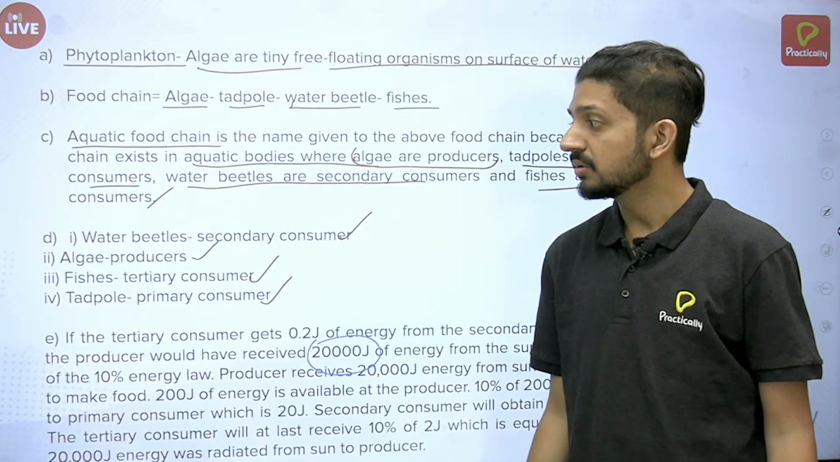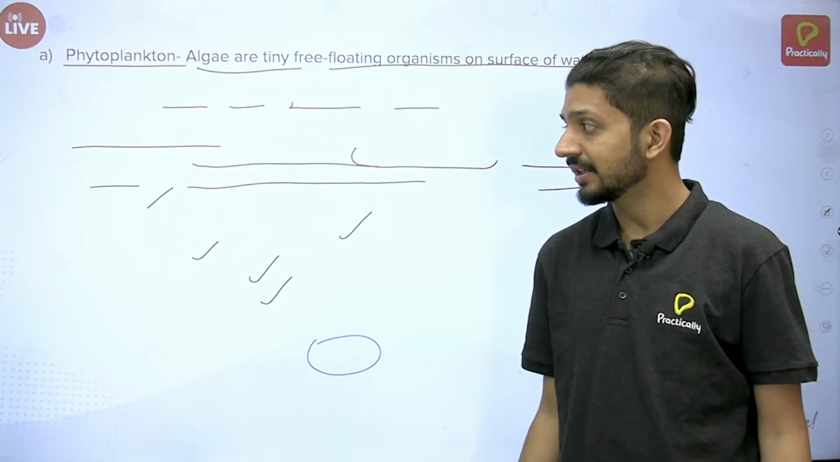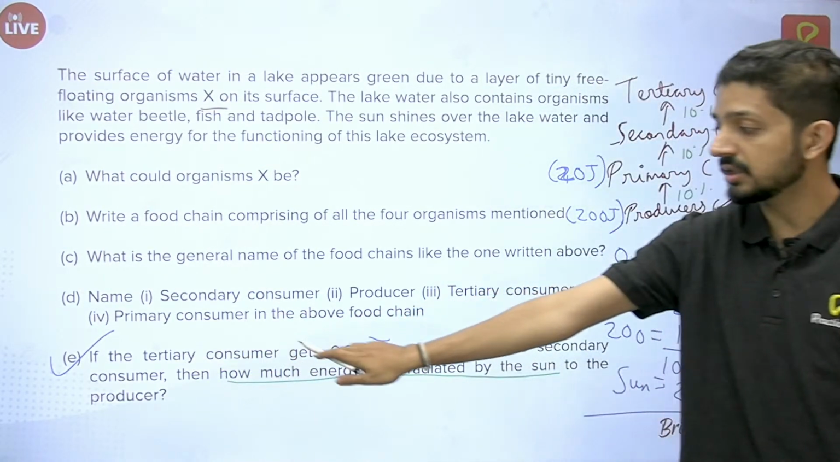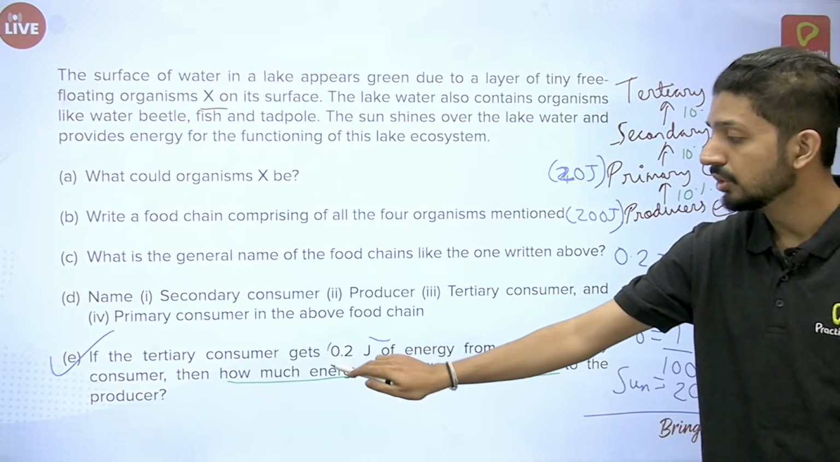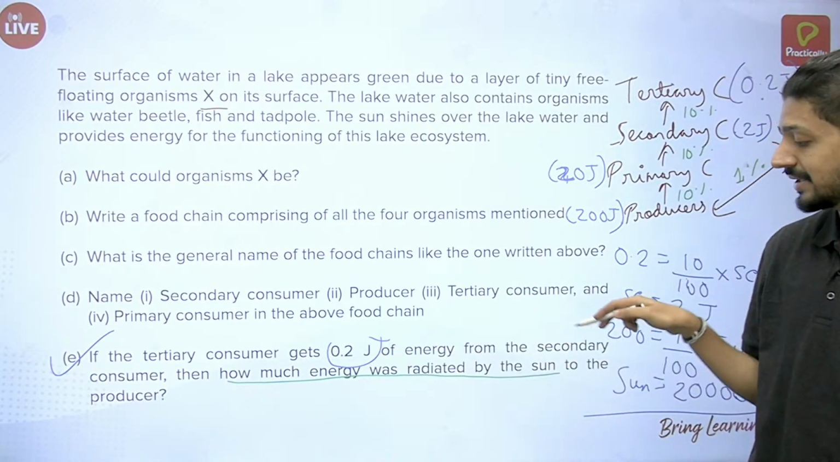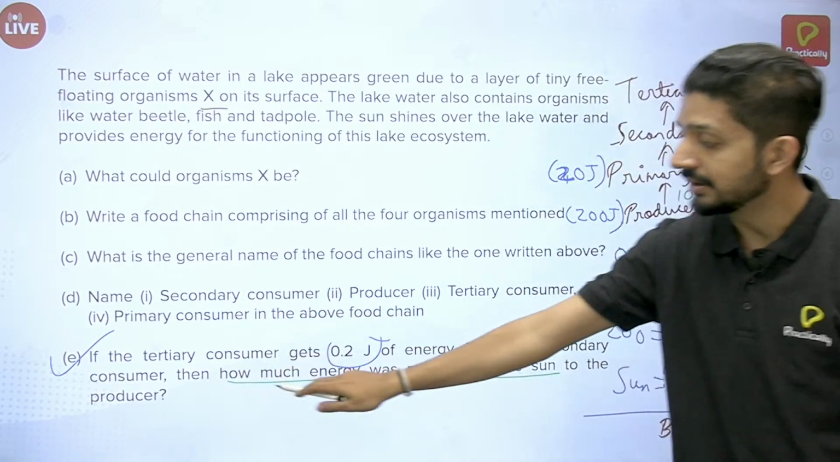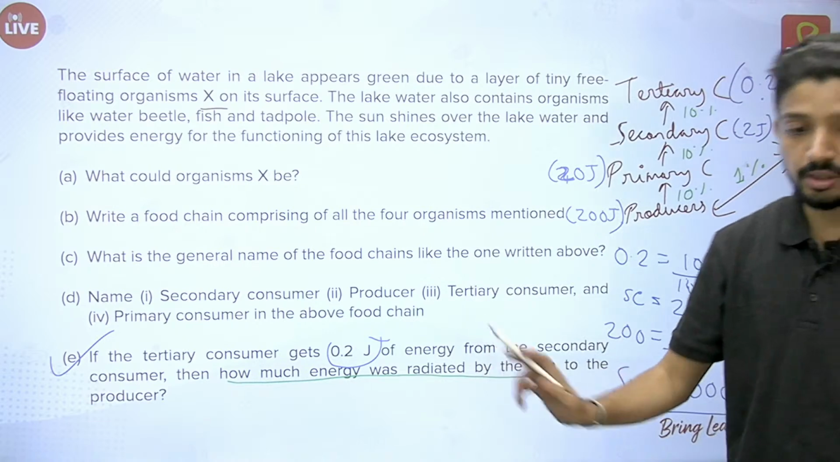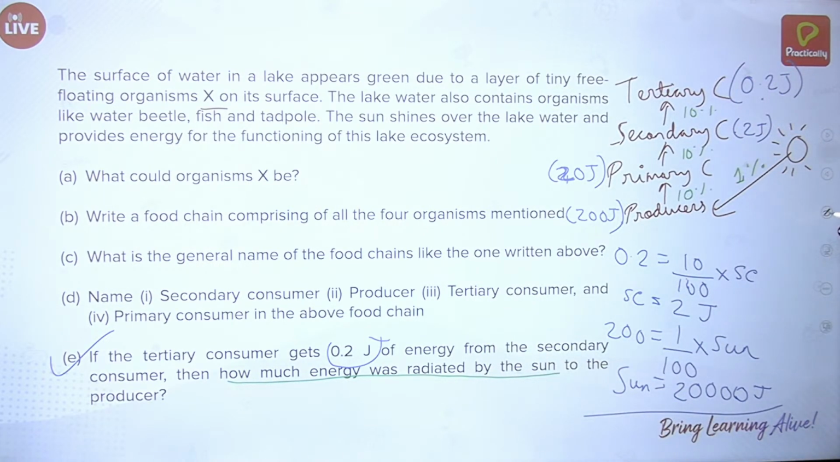So someone asked me to solve that question again. So let's read the question again. If the tertiary consumer gets 0.2 joule of energy from the secondary consumer, then how much energy was radiated by the sun to the producer?